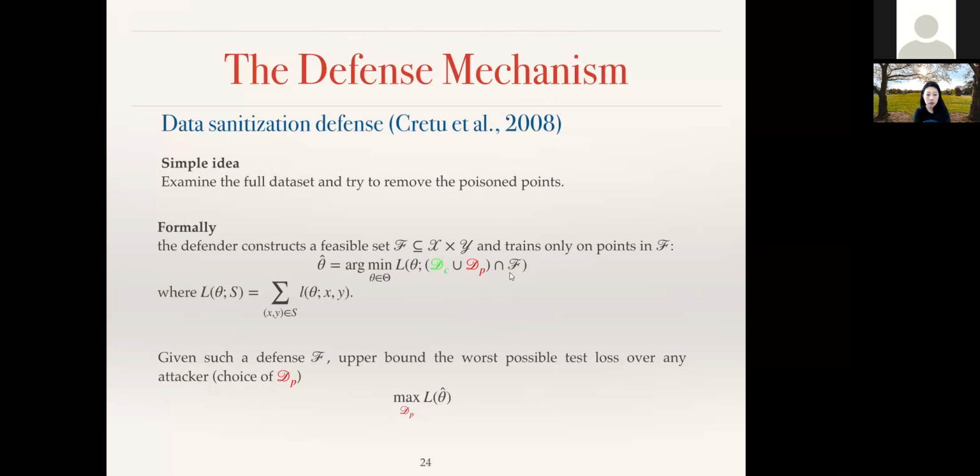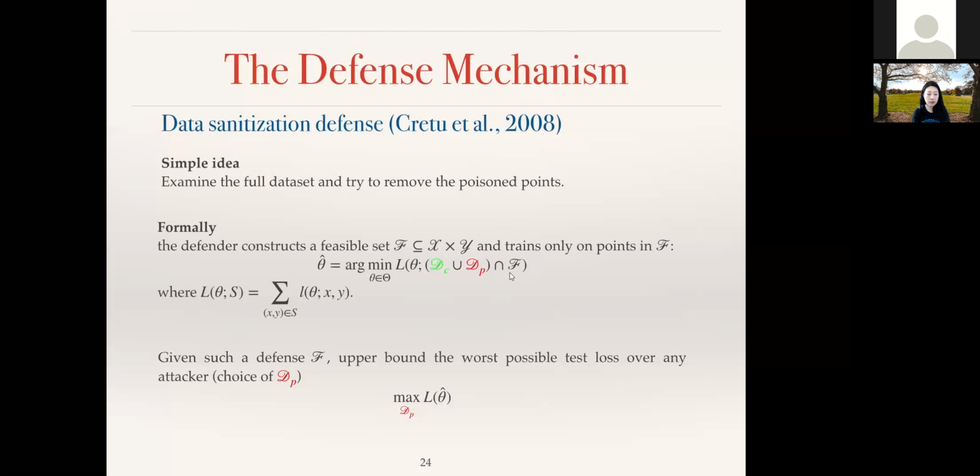I have a question here. Does this basically mean that the algorithm F you use to find the feasible set is independent of the noisy poison data? That's a very good point. We have two scenarios. If F is independent, then it's called a fixed defense. But if F is dependent on the poison, then it's called an adaptive one. We will talk about that in the next few slides. Okay, sure, thanks. No problem.